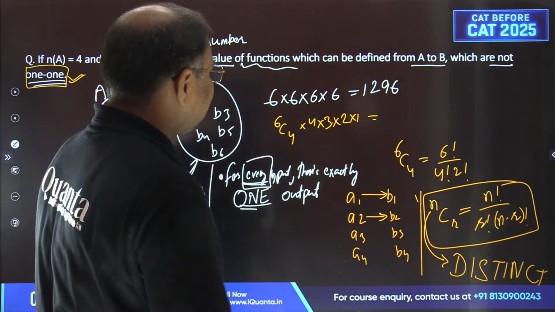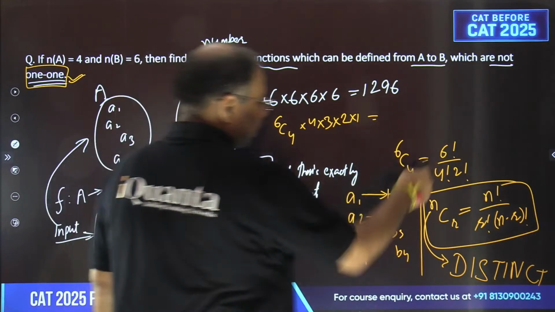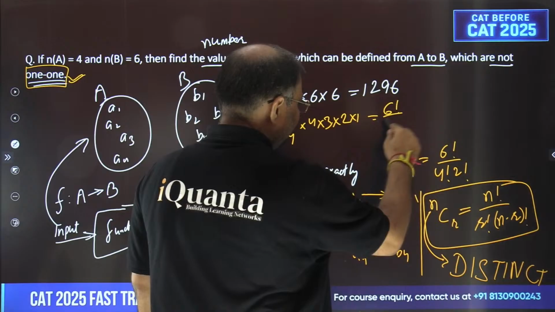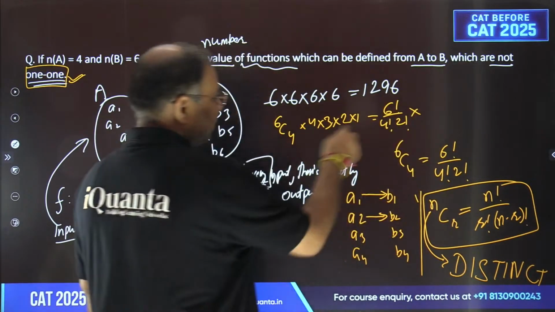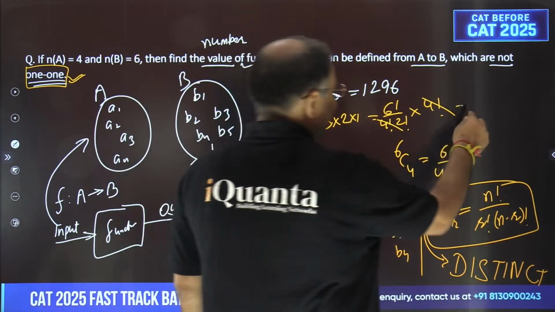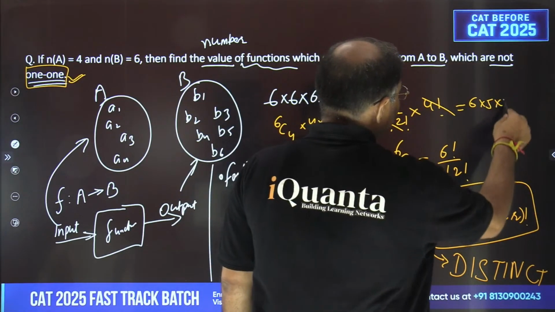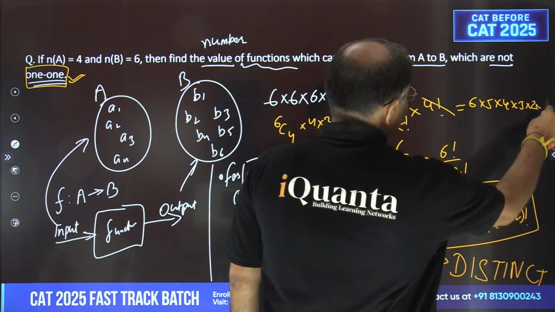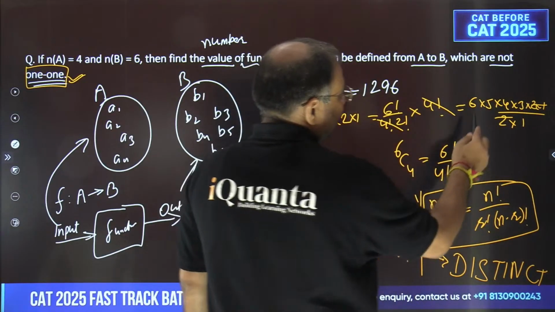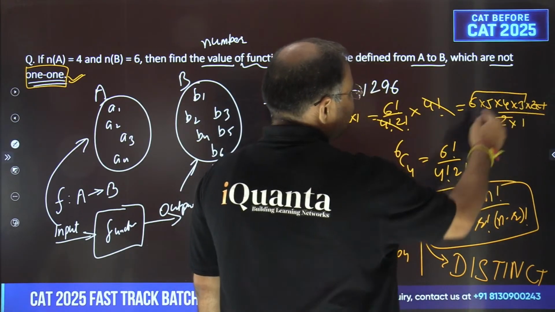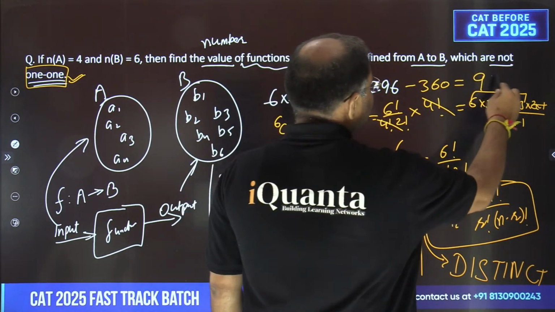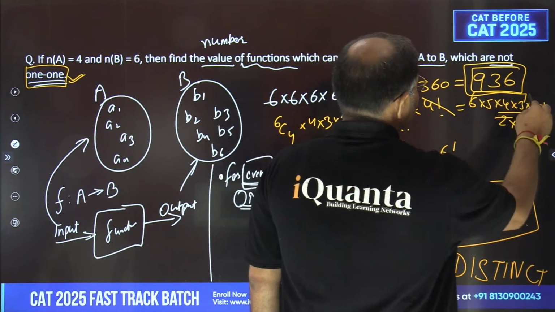Okay, let's move further now. So let's calculate this here. So 64, let me write it again here. 64 was 6 factorial by 4 factorial 2 factorial, right? And 4 factorial is being multiplied, so it got cancelled. So finally it is 6 factorial by 2 factorial only. 6 factorial is 6, 5, 4, 3, 2, 1, divided by 2 factorial, which is 2 into 1, so this got cancelled. Remaining, how much is it? 6 into 3, 18, 18 into 20, that is 360. So 1296 minus 360 is 936, and this indeed is the right answer.